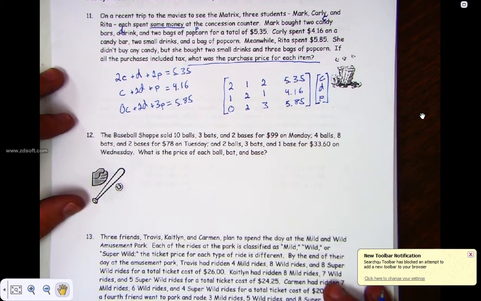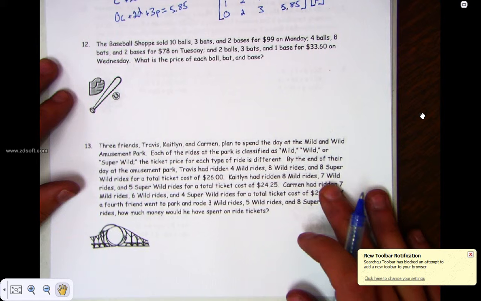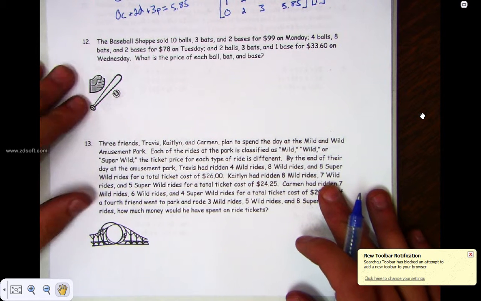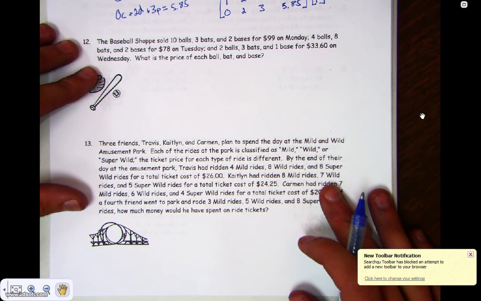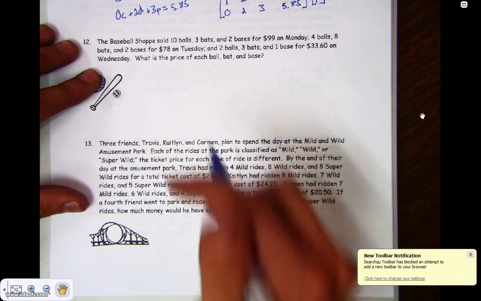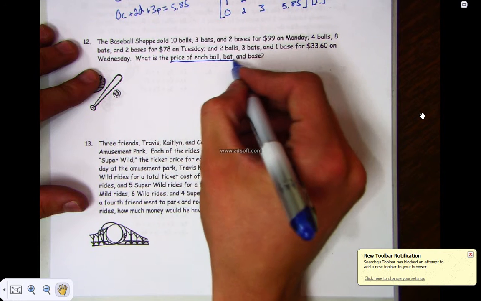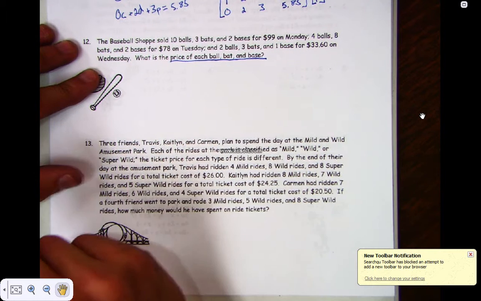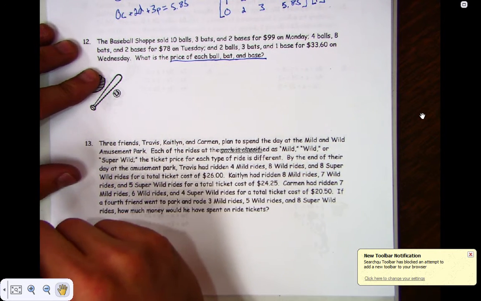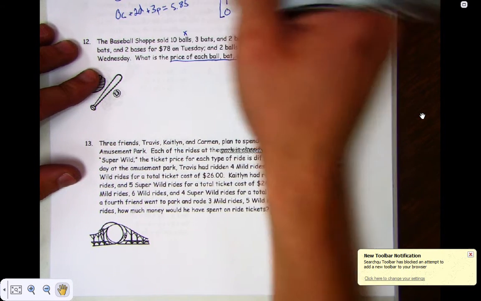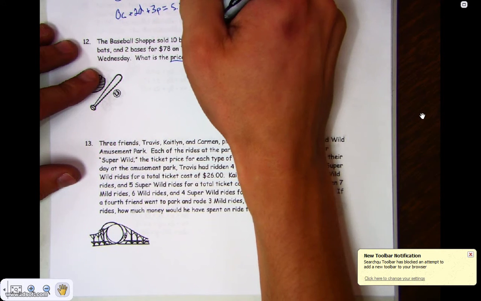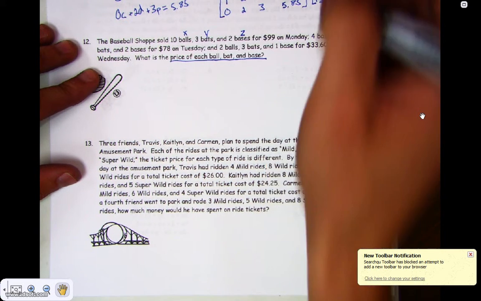So anyway, let's go on to the next one. The baseball shop sold 10 balls, 3 bats, and 2 bases for $99 on Monday, 4 balls, 8 bats, and 2 bases for $78 on Tuesday, 2 balls, 3 bats, and 1 base for $33.60 on Wednesday. What is the price of each ball, bat, and base? Again, in the question, we kind of find out what our variables are. We're looking for the price of the ball. Let's call that X, the bats, let's call that Y, and the bases, let's call that Z, okay?